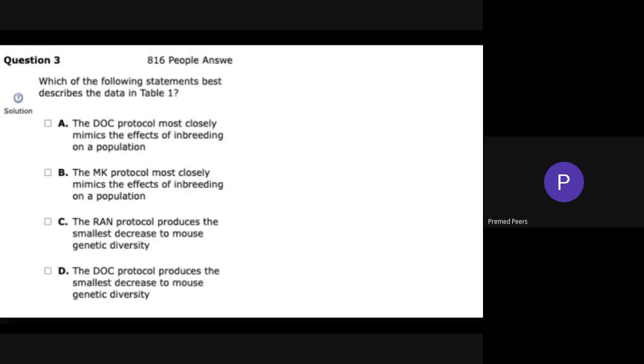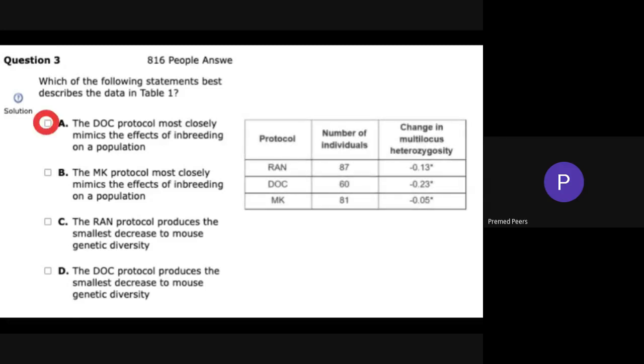Okay, which of the following statements best describes the data in table 1? I'm just going to show the table here, but can you guys explain what part of the table you would look at to come to this answer conclusion?